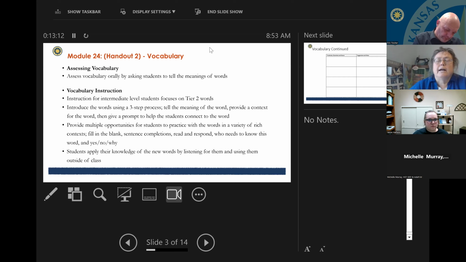I also like them to do the family words. Has anyone tried family words?